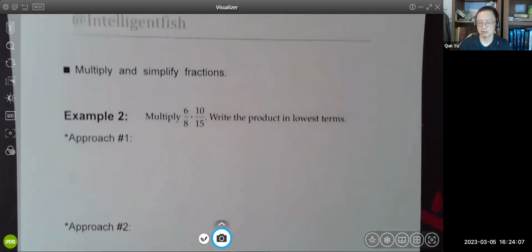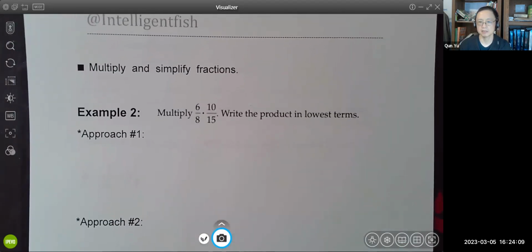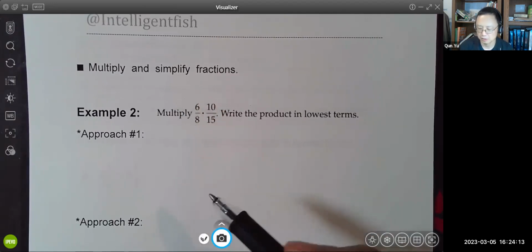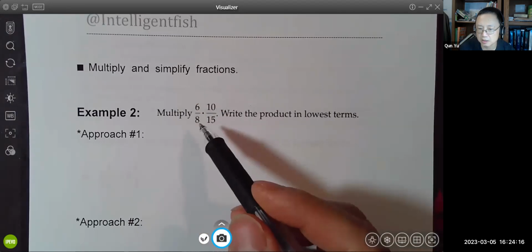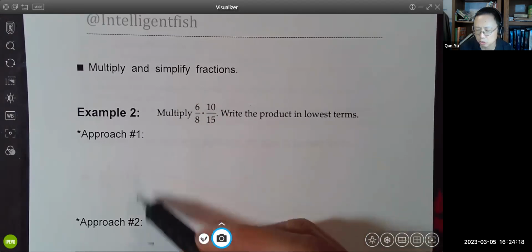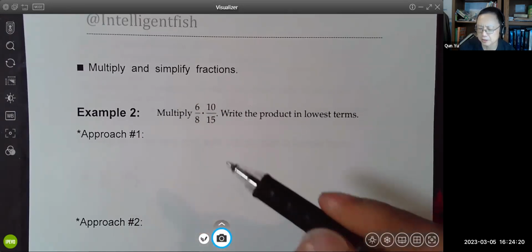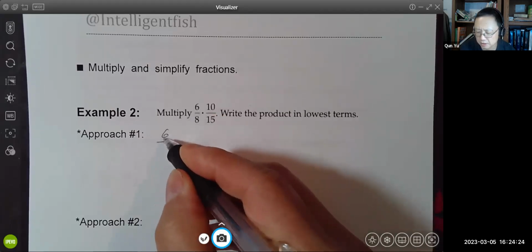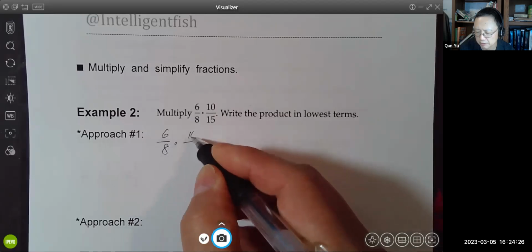Now, let's look at our next objective. We multiply and then simplify fractions. For this particular example, I have two approaches to see which one is better. First, we multiply them together: 6/8 multiplied by 10/15.